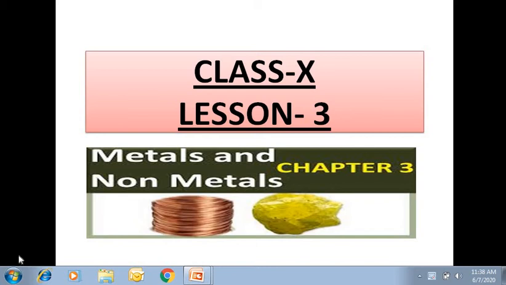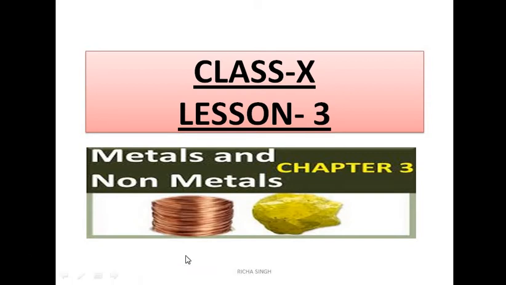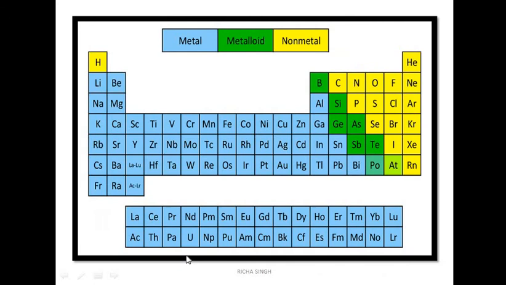Everybody. Today we are starting up with lesson number 3, metals and non-metals. In this chapter we will be studying about different physical and chemical properties of metals and non-metals, and we will also study about metalloids. First, you can see on the slide, this is the periodic table. In the periodic table, all the metals, metalloids and non-metals are placed.